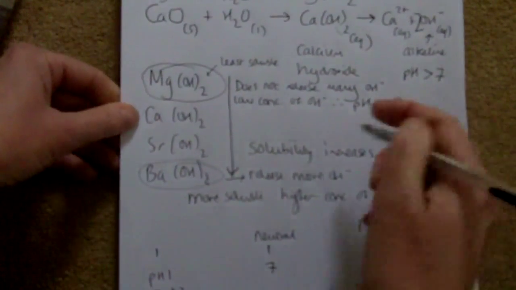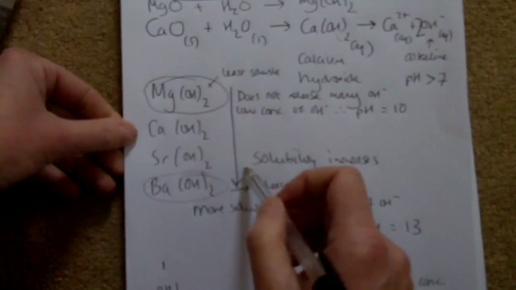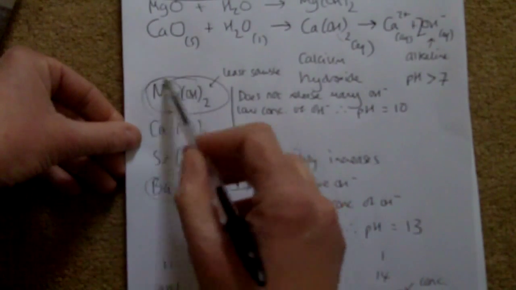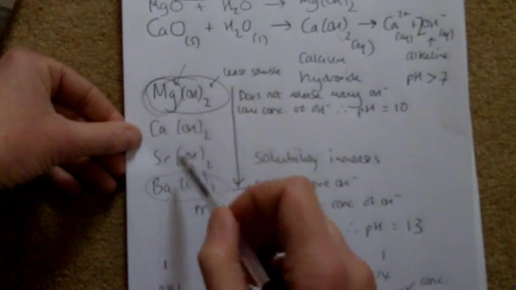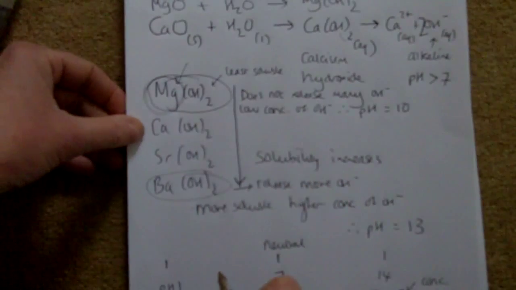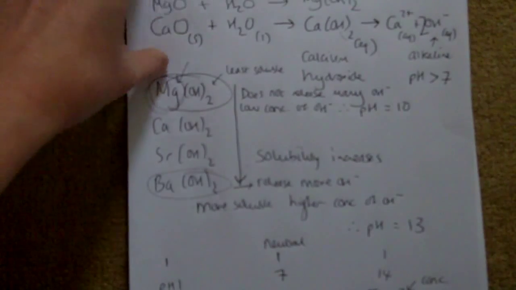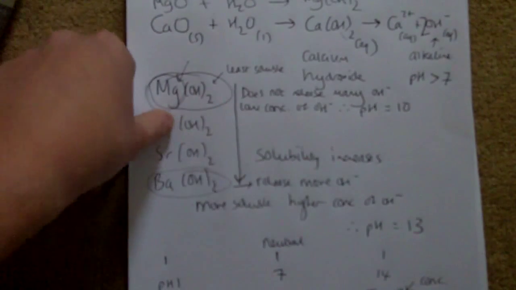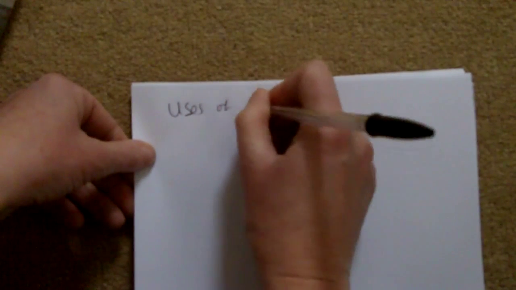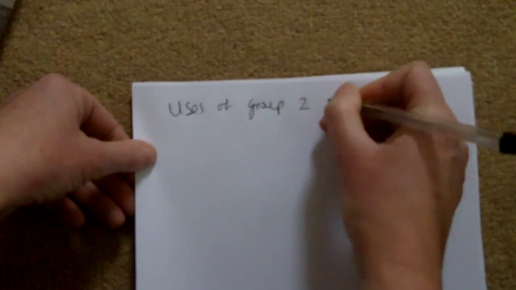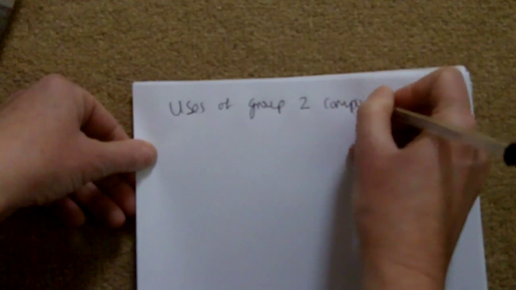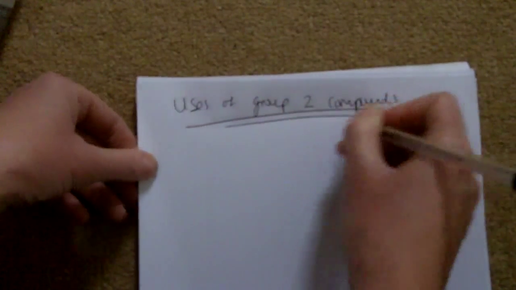Okay, and why the solubility increases? You don't actually need to know, but it's due to the very small, highly charged magnesium ion. Okay, the last bit you need to know is the uses of group 2 compounds. So the main uses of group 2 compounds. This could be a 1 or 2 mark question. Not group 2 metals, but group 2 compounds.